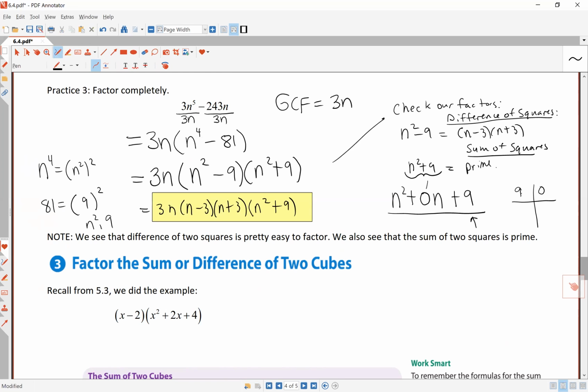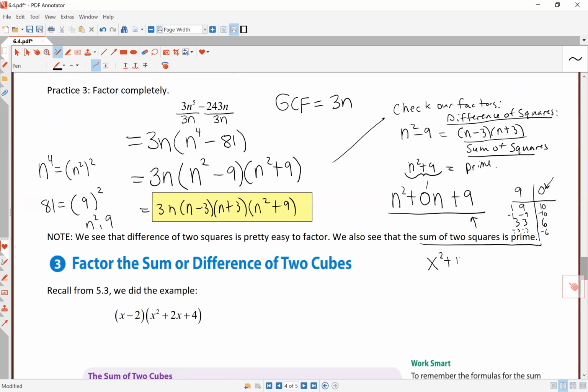And if your product has to be positive 9, you could use 1 and 9 or 3 and 3. That adds to 10, that adds to 6. You could also use negatives if you want, and that's negative 10, and that's negative 6. You're never going to get 0 if they have the same sign. The only way you can add to 0 is if they have opposite signs, and that's why the difference of squares works. So again, anytime you have the sum of two squares, it's prime.